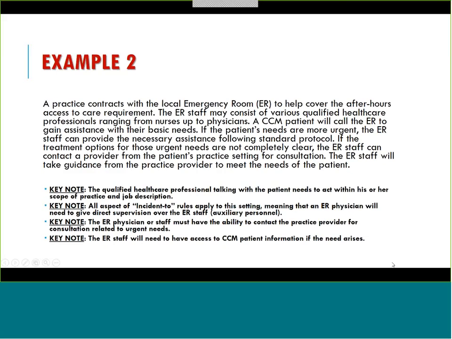Example 2, utilizing a local ER. The staff there helps cover that after-hours care. The ER staff, the qualified professionals, can probably offer the help for the basic needs for that patient. But if the patient has more urgent needs, again, the staff needs to be able to follow standard protocol. And if that standard protocol cannot meet those needs, they need to be able to contact that provider again. The ER staff will take guidance from the practice provider to meet the needs of the patient then.